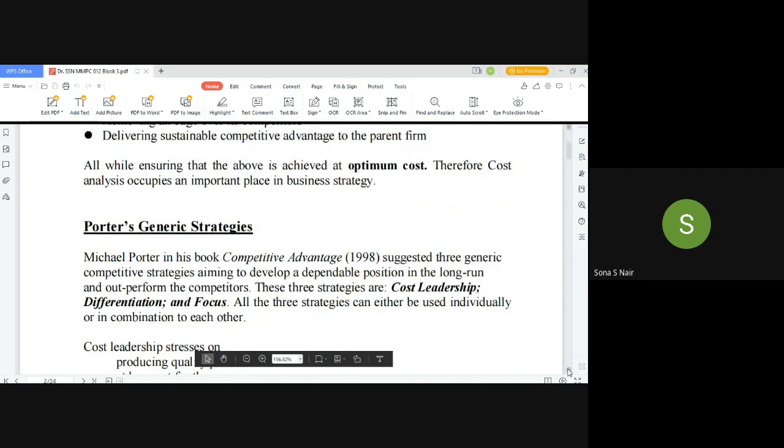Okay, the first thing that we are going to look at as far as the various strategies are concerned is Porter's generic strategies. We did mention these, if you remember, when we were looking at the process of strategic management in Block 2, right? Now, what are Porter's generic strategies? They are basically three strategies. One is cost leadership, second is differentiation, third is focus. All these three strategies can be used individually or in combination with each other.